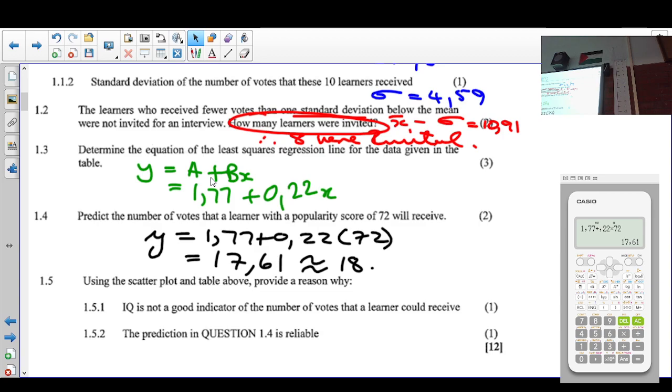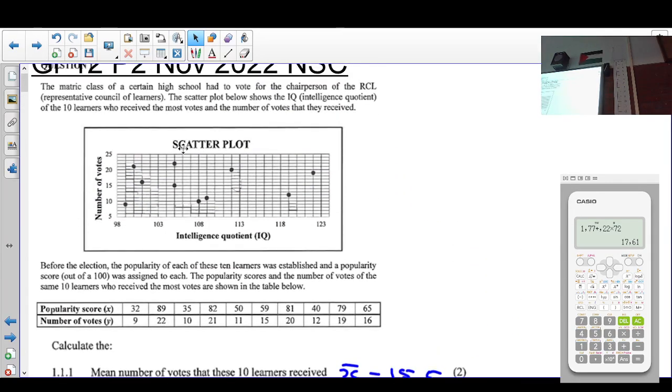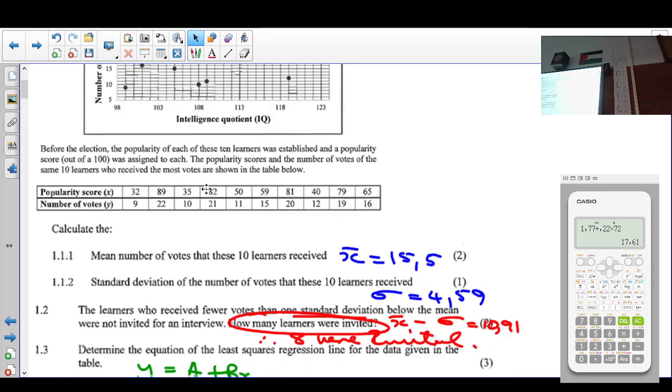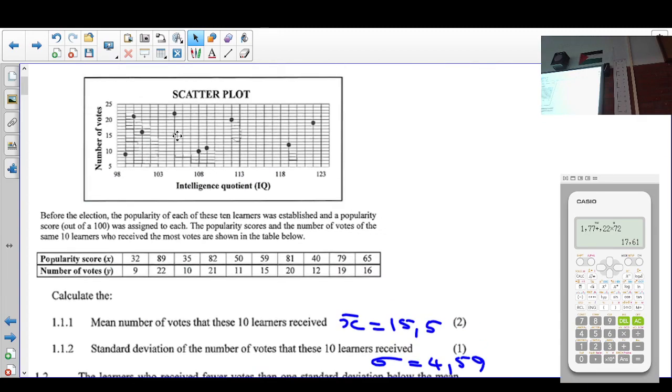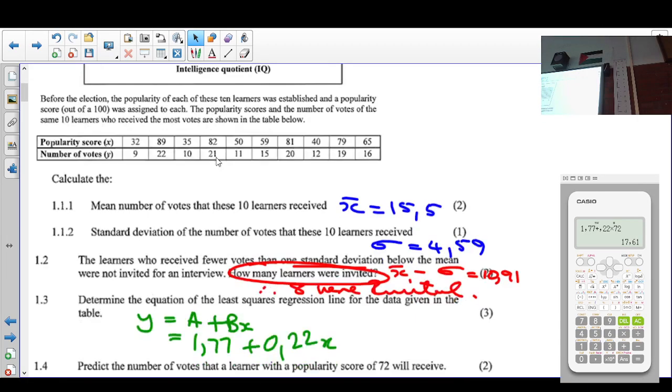If you're looking at this set of data here, do you think this R value will be a strong, a very strong, a moderate, a weak, or very weak? This is all over the place. So it's weak, not so. So there's actually a weak correlation here. So to use the table here for the first one, the IQ is not a good indicator. Why? Because it's a weak correlation here. That would be my reasoning.